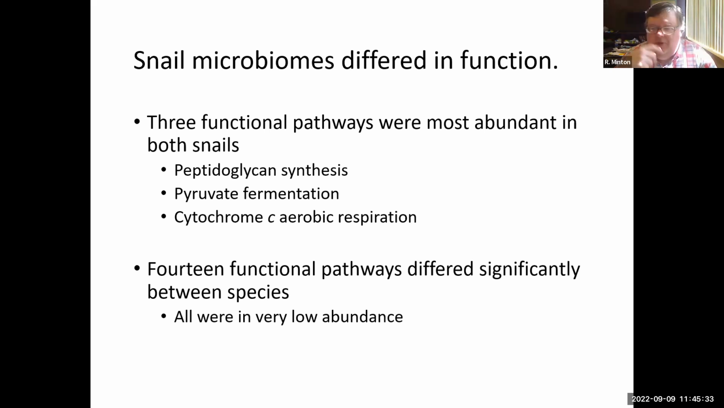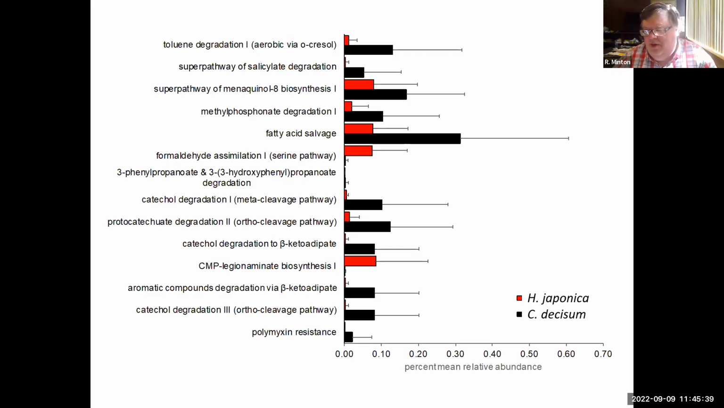Now, there were 14 functional pathways that differed significantly between the species, but all of them are in extremely low abundance. So we're talking about below half of 1% mean abundance. But there they are. Okay. So we are getting some significant differences between, again, these very minor pathways.